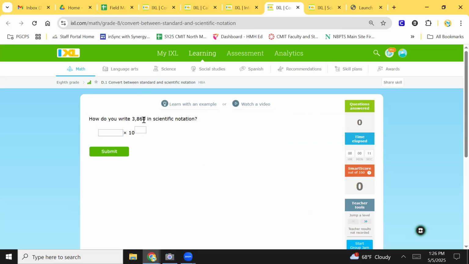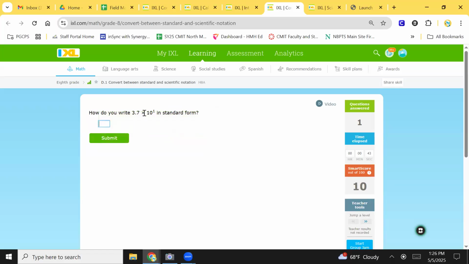All right, how do you write this in scientific notation? As we talked about in class, one number, the first number, goes in front of the decimal, and then the other digits, up to the last non-zero digit, go after the decimal point. Then we count how many digits total we have after the 3. 1, 2, 3. So the exponent is 3.